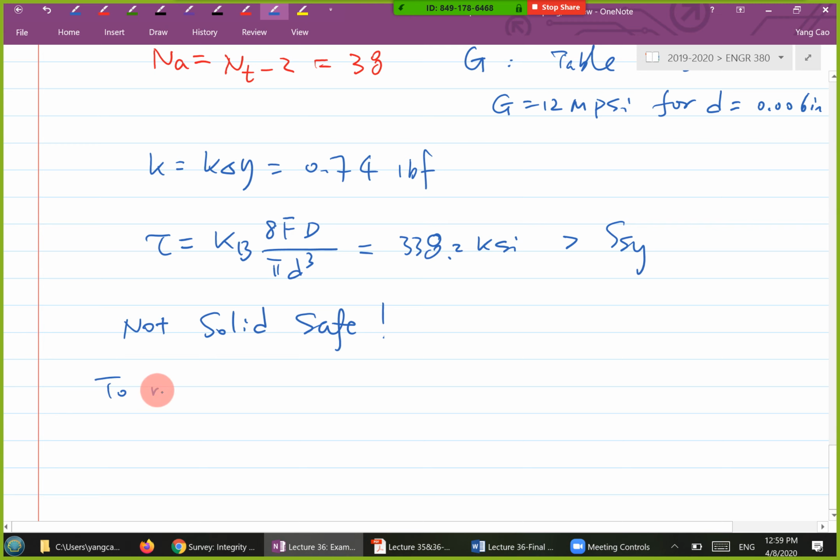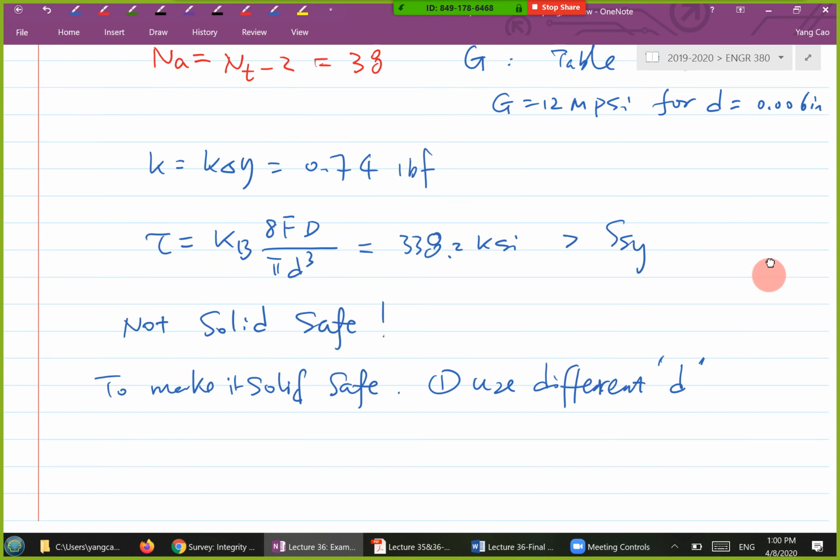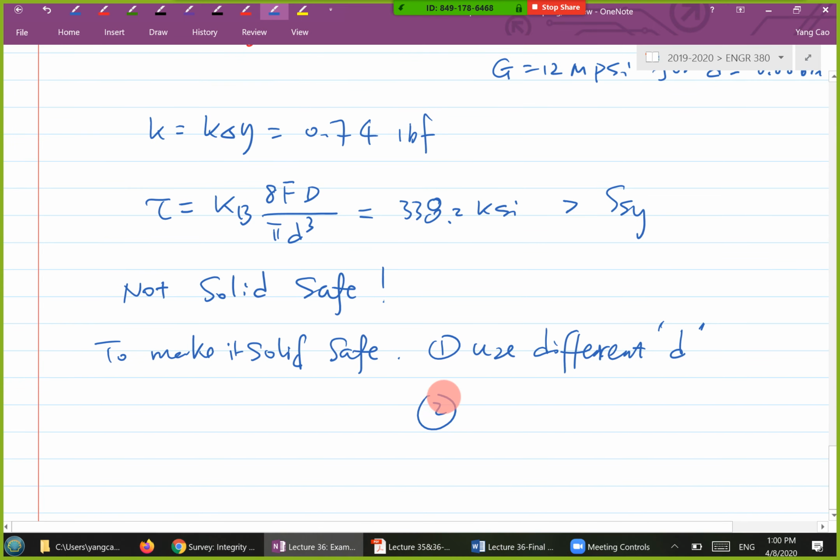So to make it solid safe, you could have a couple of options. Number one option, you can maybe use a different wire diameter D. And the other one, which in this case is what we're going to do, we'll use a different free length.